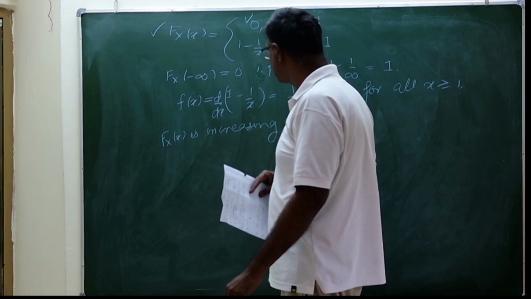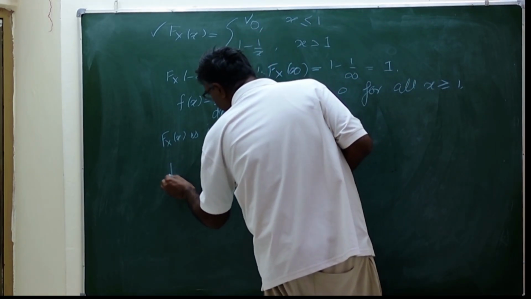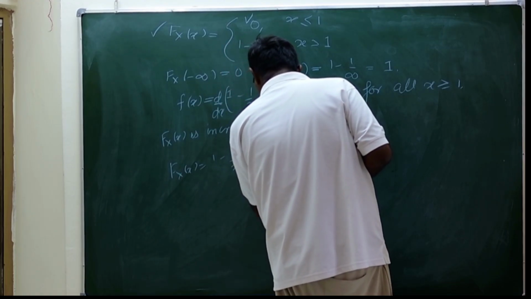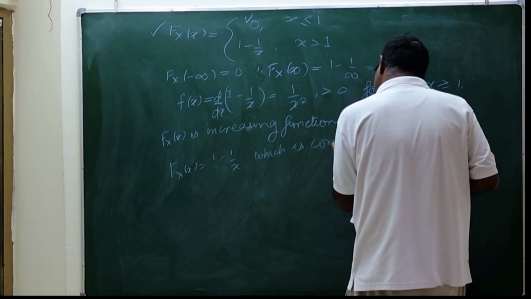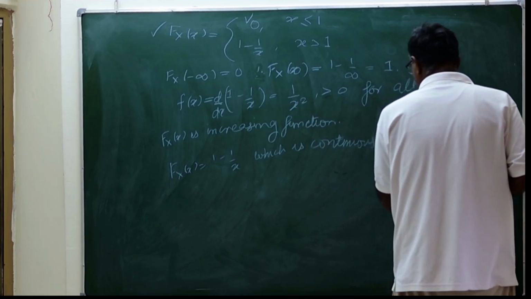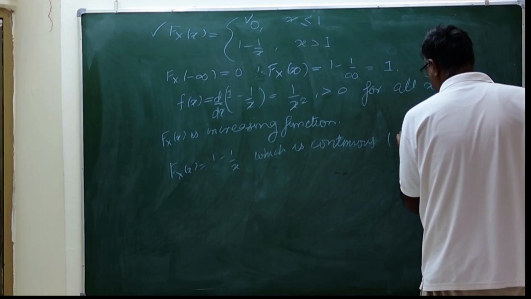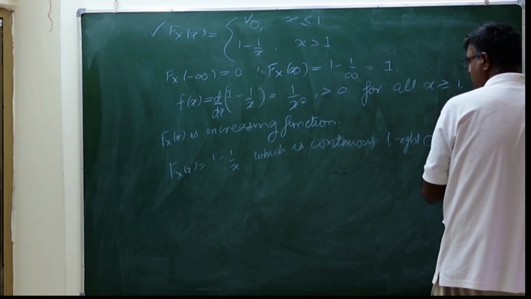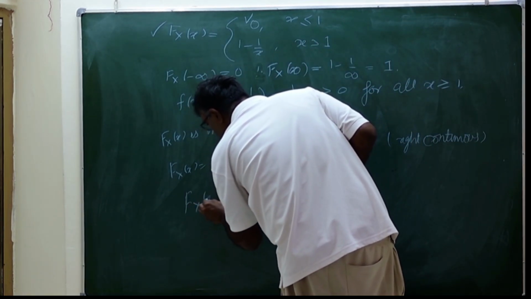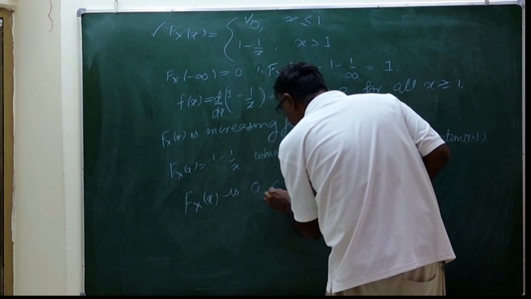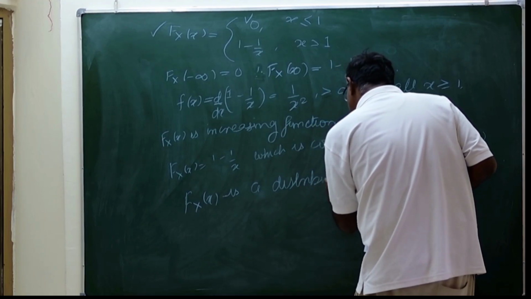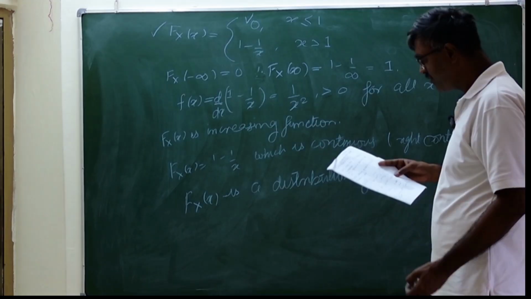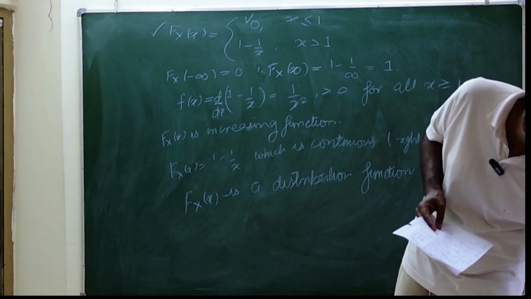Now we have to check whether it is continuous. We see that f of x is an algebraic function which is continuous. Indeed, you can say right continuous as well. So f of x is a distribution function. This way we have checked another distribution. Now the final example I am taking from Rohatgi.